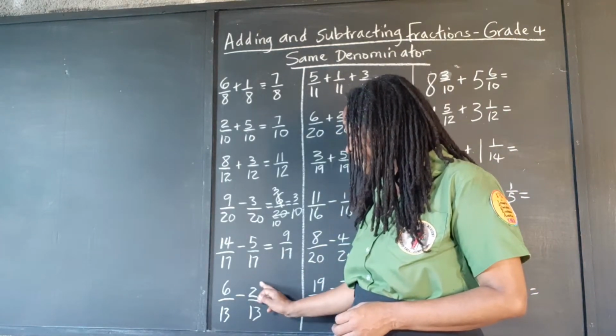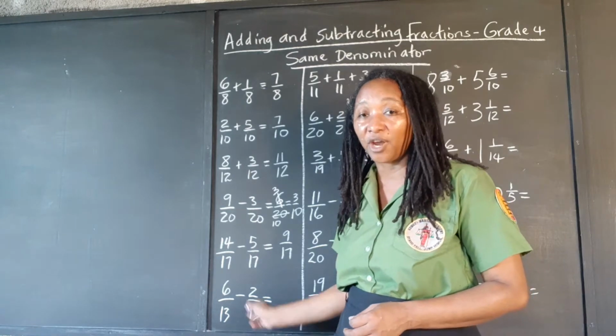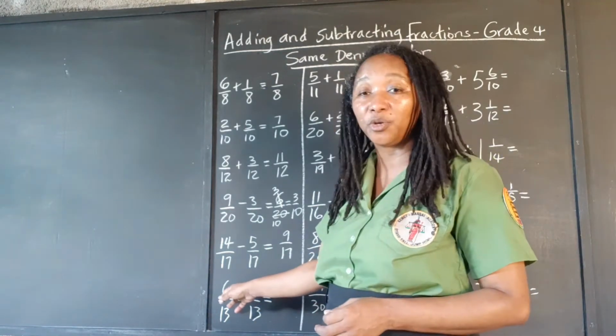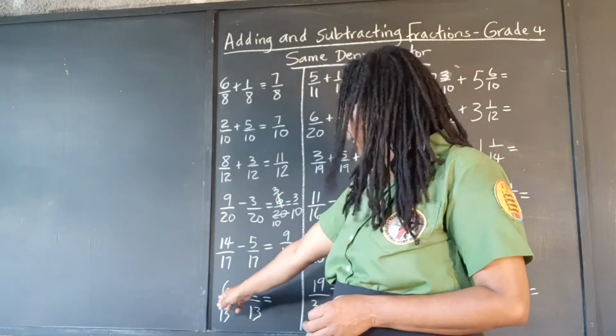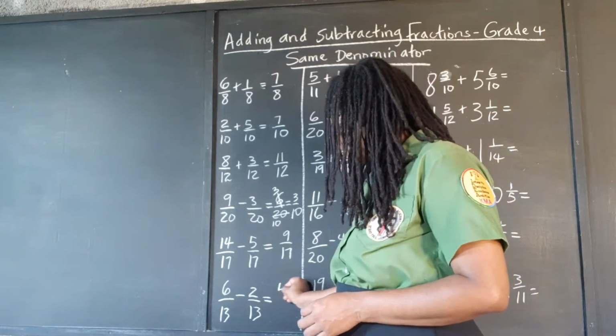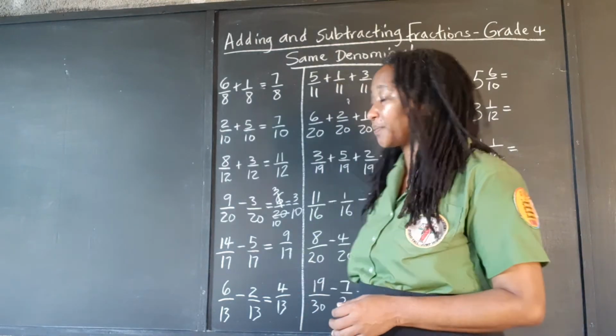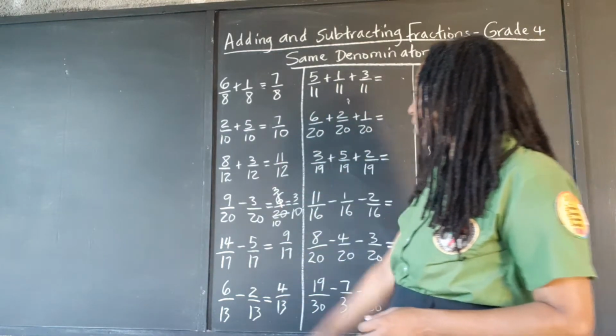6/13 take away 2/13. They are both over 13. So we're going to go to the numerator and subtract. 6 take away 2, that is 4. 4/13. Alright, so we finished one batch already.